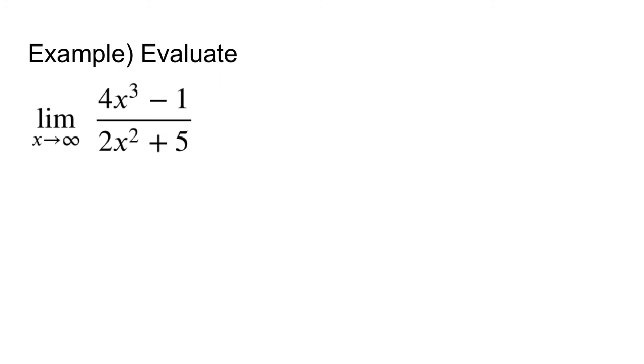What about this problem? 4x to the third minus 1 over 2x squared plus 5. The limit as x approaches infinity of that. Again, the degree of the top is 3. The degree of the bottom is 2. So in this case, the top is greater than the bottom. So for this particular problem, the limit does not exist. Or in other words, there are no horizontal asymptotes to this problem.